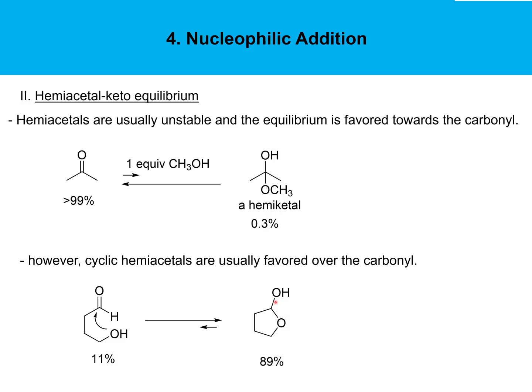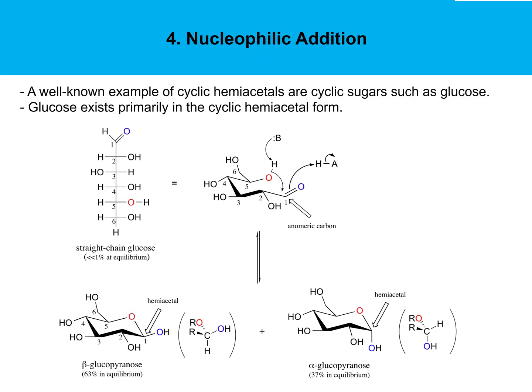In this example, the product, the cyclic hemiacetal, is favored over the original aldehyde. One of the best known examples of cyclic hemiacetals is glucose, but this is also true for many simple sugars that can form stable 5 and 6 member rings. So using glucose as an example, we can draw glucose in an open form or in a cyclic form. So this is one way to draw it.